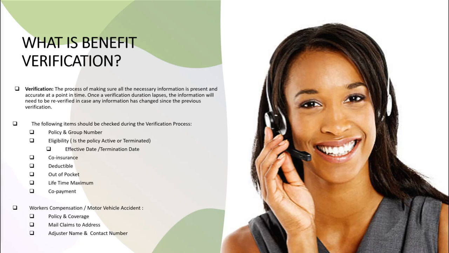For workers' compensation and motor vehicle accident, it is important to obtain the following information: the policy and coverage information and ID, the mail claims to address, the adjuster's name, and the contact number.